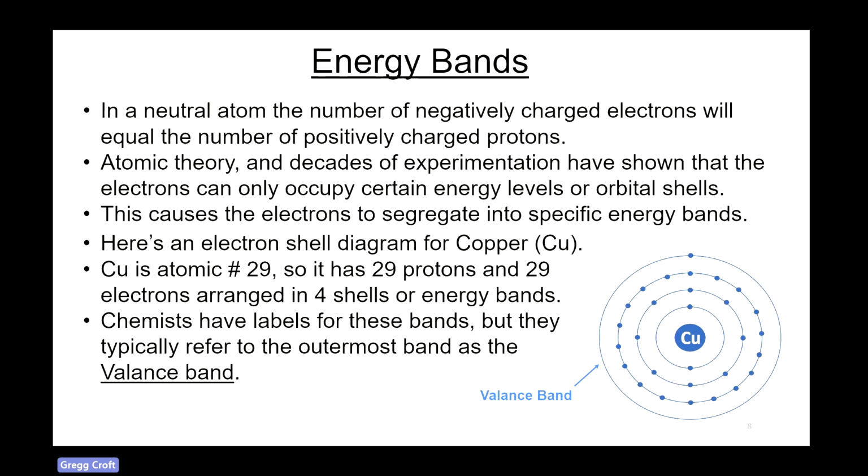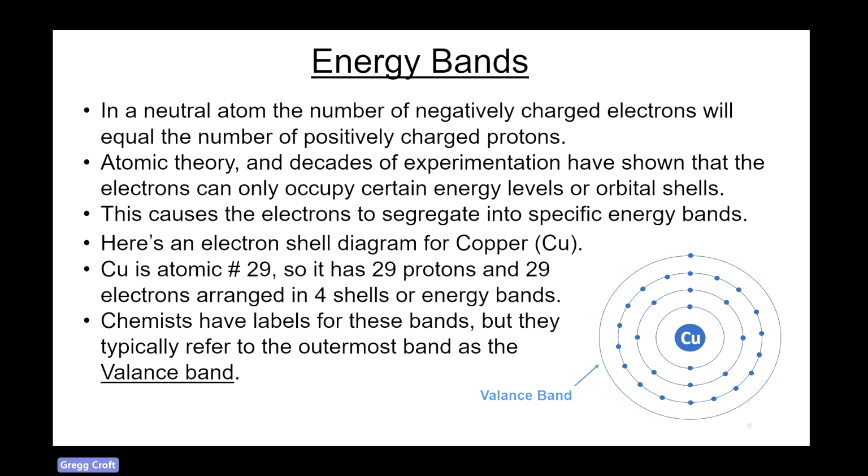Here's an electron shell diagram for copper. As we all know, copper is a great conductor. Copper is atomic element 29, so it has 29 protons and 29 electrons. Those 29 electrons get arranged in 4 shells or energy bands. I'm showing a band diagram, or at least a shell diagram, of what copper looks like here.